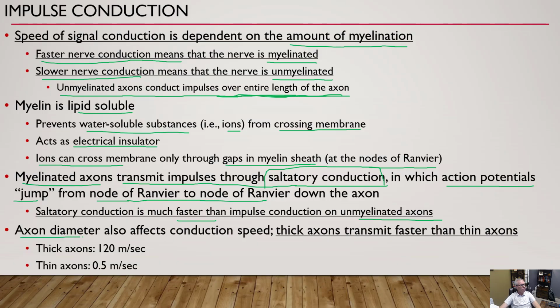Also, axon diameter affects conduction speed. Thicker axons transmit faster than thin axons. So if you want to make a blanket statement, you could say that thick axons with a lot of myelin produce the fastest conduction speeds. Thin axons with no myelin produce the slowest impulse conduction speeds.